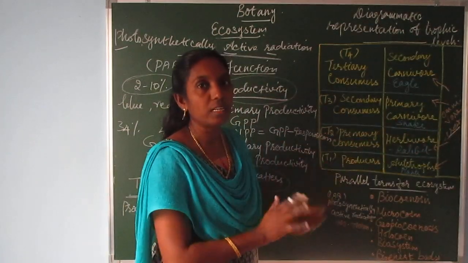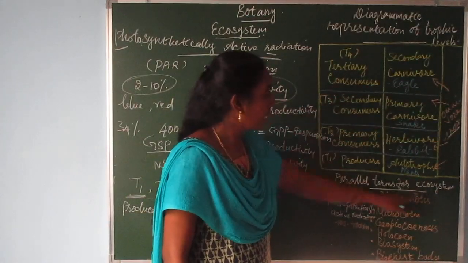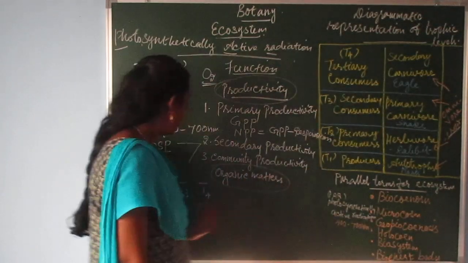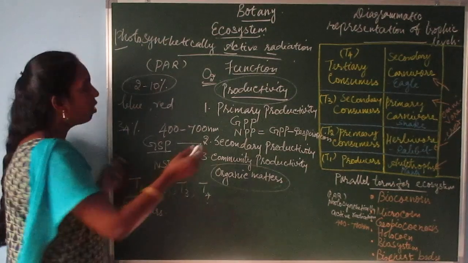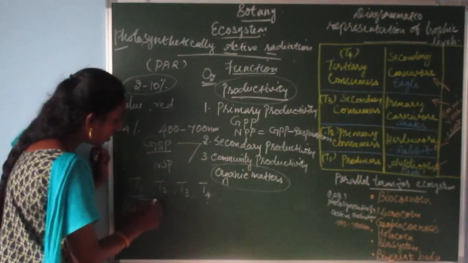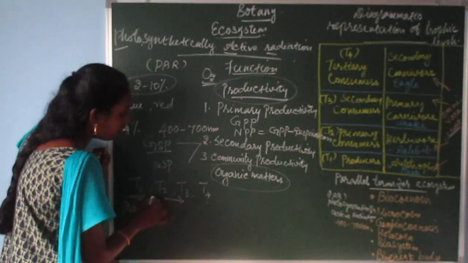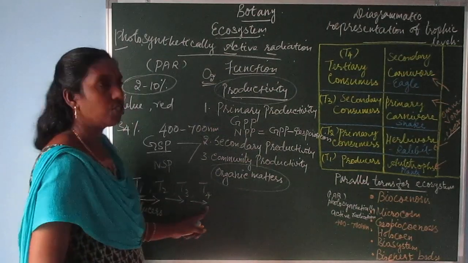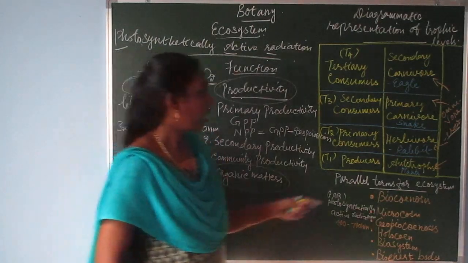This is the basic thing you must know about the diagrammatic representation of trophic levels. There are 4 different trophic levels called T1, T2, T3, T4. The energy, the net gain of energy from this productivity, flows from the first trophic level to the second trophic level, from the second to the third, and from the third trophic level to the fourth trophic level.